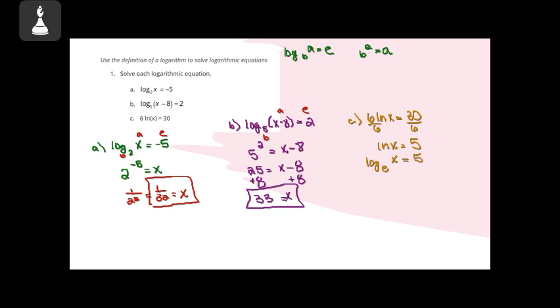So if I translate this over, e to the 5th power equals x. And I'm just going to leave it like that. You could go and find the decimal if it wanted you to, but for this one, I'm just going to leave it as that.